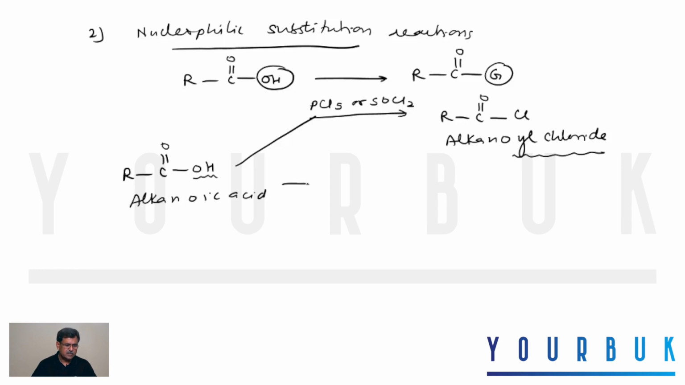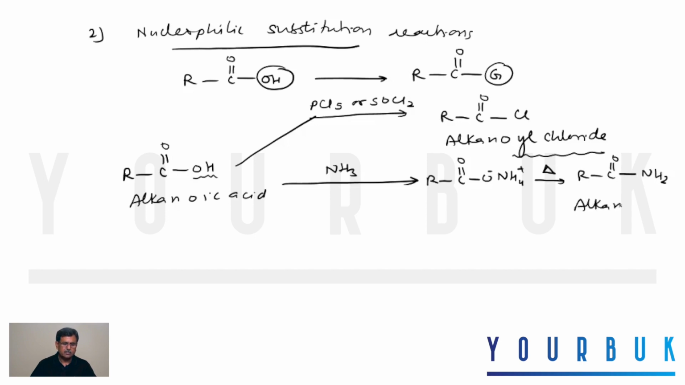Now, the second reaction is the reaction with ammonia. First, on reaction with ammonia, it gives a salt. This is an ammonium salt, and on heating it decomposes to give another acid derivative called amide. This group is called the amide group and is named as alkanamide. So, oic acid has been replaced by amide in this case.